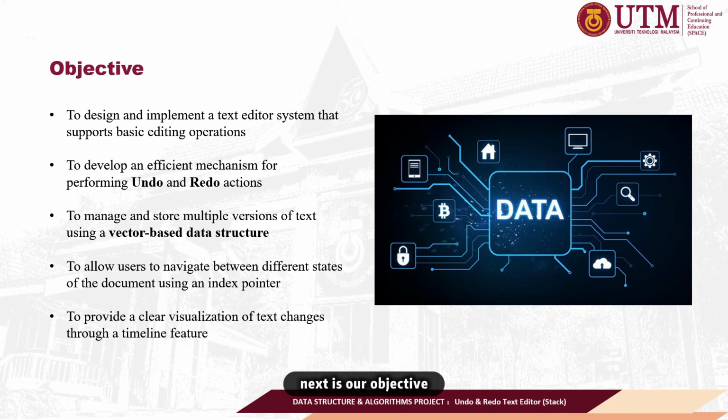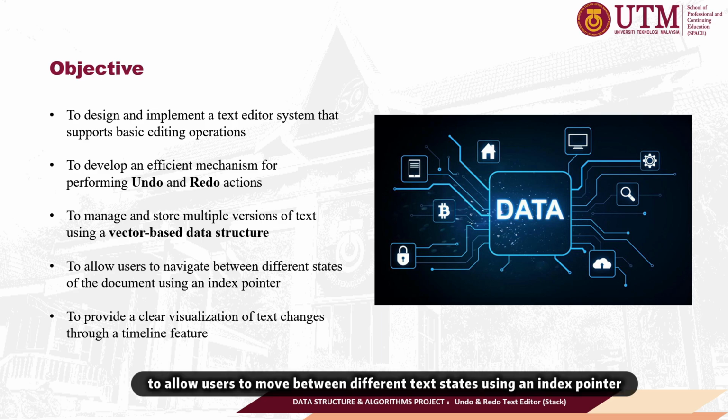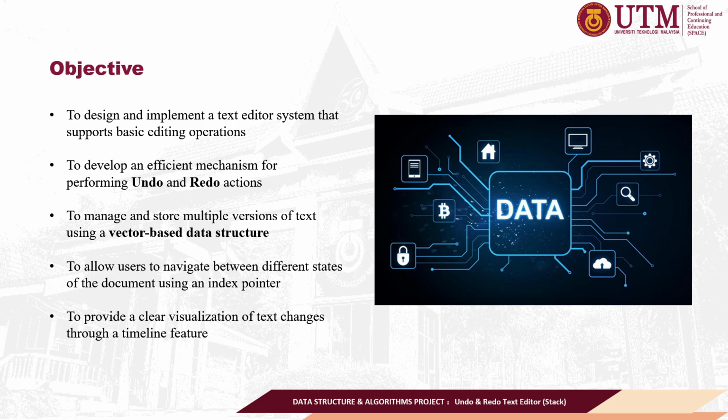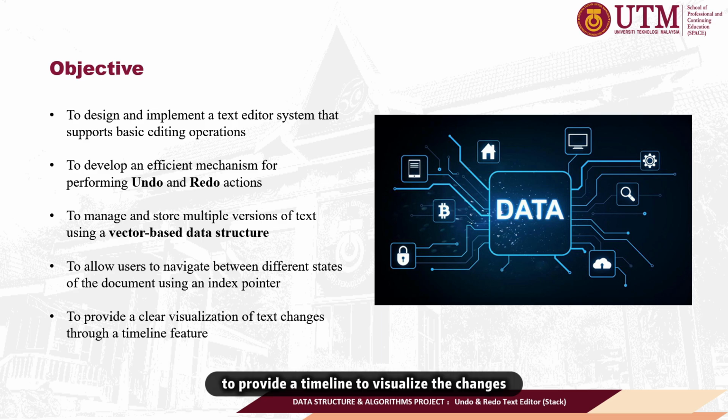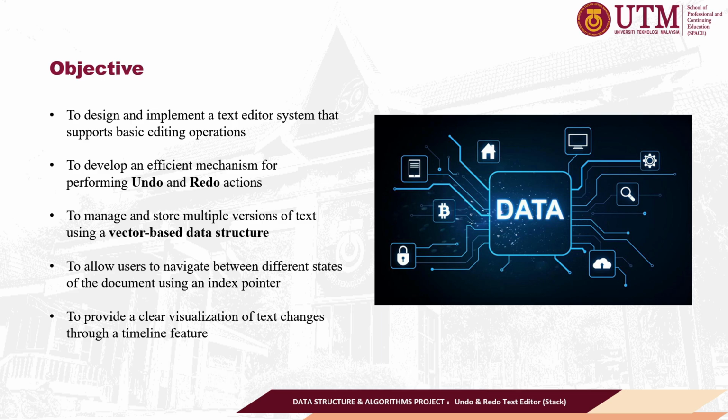Next is our objective. The objective for our project is to design a text editor with basic editing functions and to implement undo and redo operations efficiently. To store multiple versions of text using a vector, and to allow a user to move between different text stages using an index pointer. Last is to provide the timeline to visualize the changes.